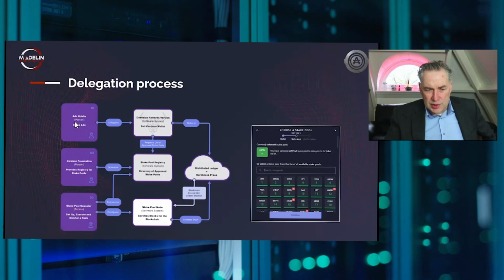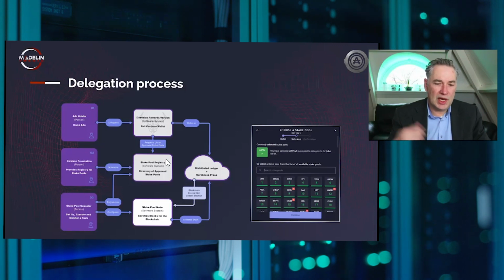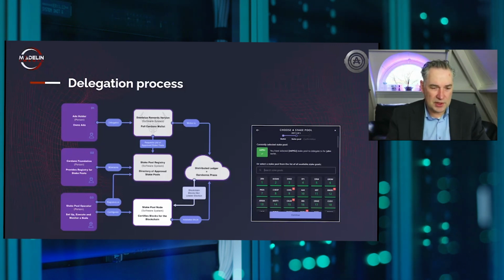ADA owners can delegate their stake via a so-called wallet, and there are several wallets, but in this case, the default wallet of the Cardano blockchain is the Daedalus wallet, and from this wallet, they can choose the stake pool to which they want to delegate their stake. And this delegation process is basically saying, well, you get the right from me to use my ADA ownership to increase the stake of the stake pool.